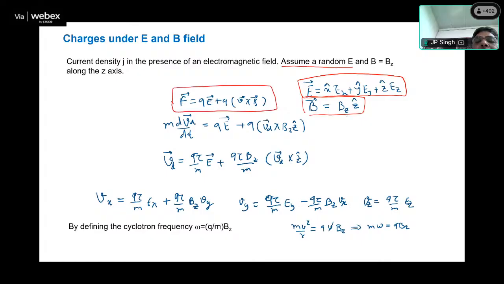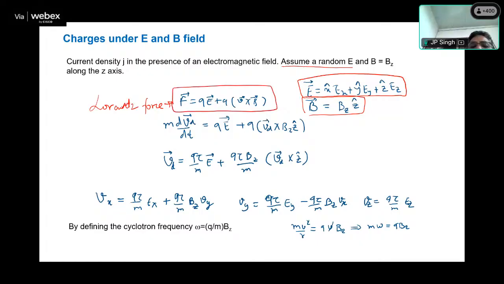Now when we have a charged particle under an electromagnetic field, we know that there will be a Lorentz force, which is given by QE plus QV cross B. It's a general formula. Suppose the charged particles are moving with drift velocity Vd. I can write F is ma, a is dVd by dt, equal to QE plus QVd cross B, where B is only Bz in the z cap direction. We'll put that here.